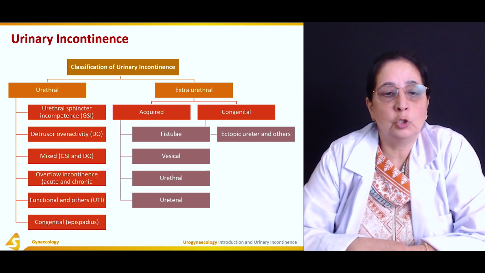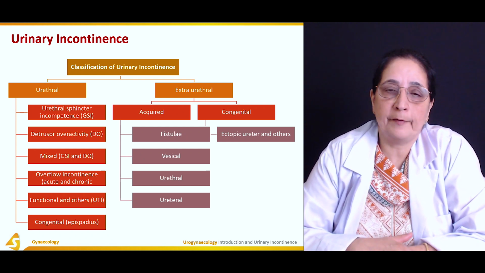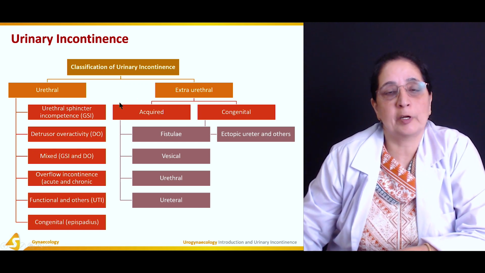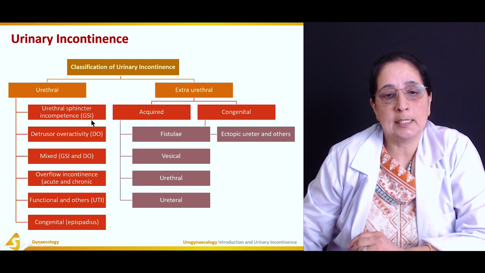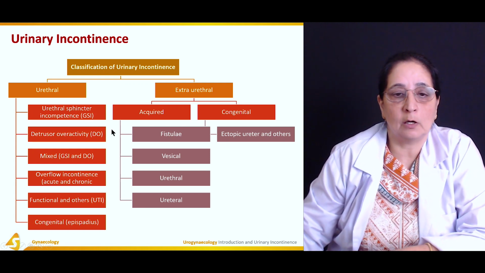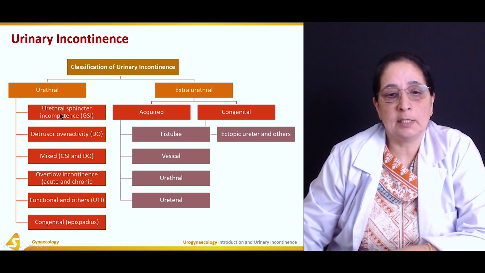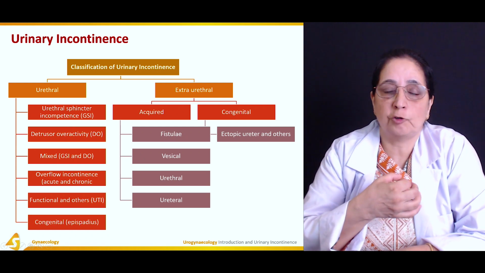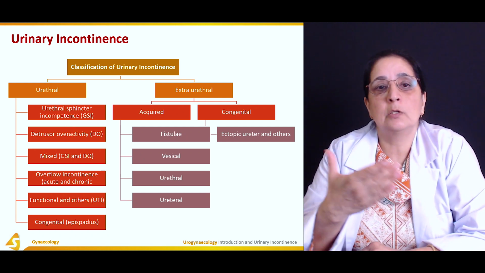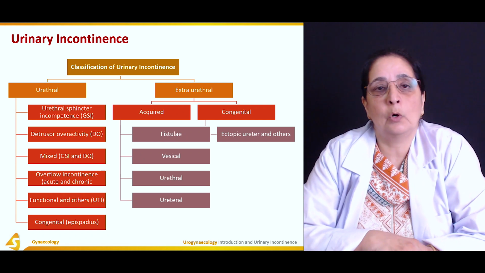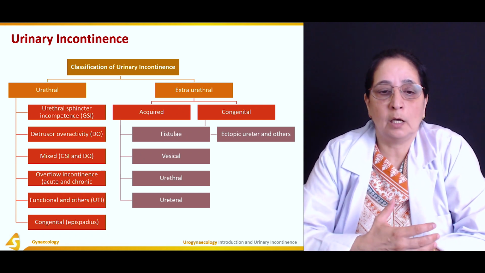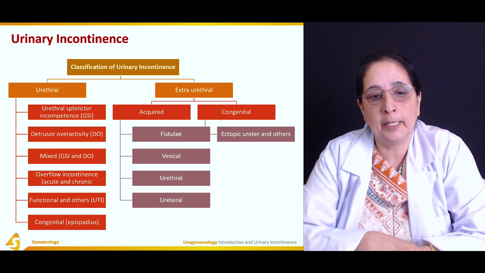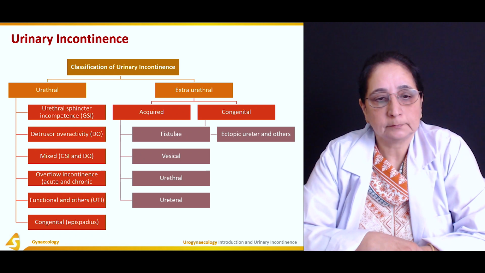So urethral causes of incontinence can be due to urethral sphincter incontinence, which is known as genuine stress incontinence, GSI. Sphincters are ring-like structures that open and close to allow the flow of urine. So if those are not opening or closing properly, it can lead to urinary incontinence.